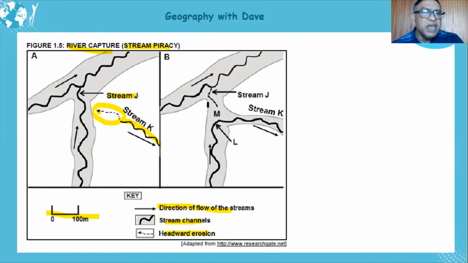What has happened here, learners? Okay, B has actually taken this water, this headwaters is gone. Can you see it is dried out? Okay, sorry, I apologize. This area is dried out.